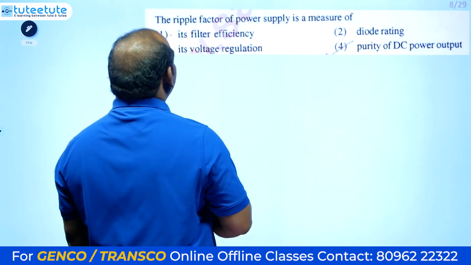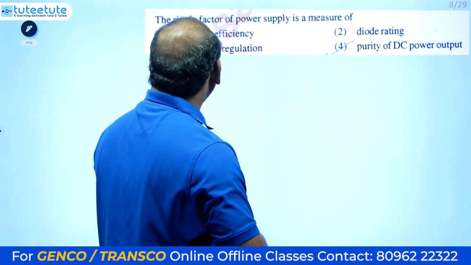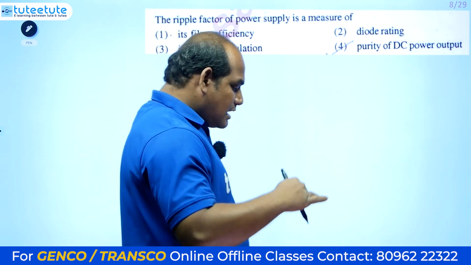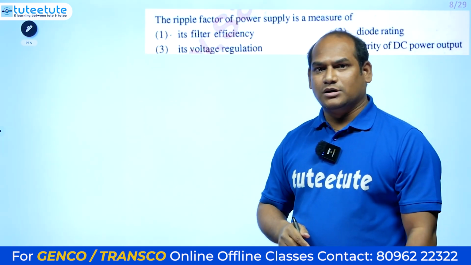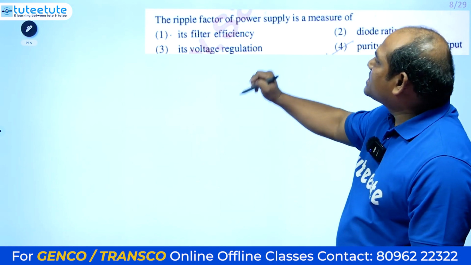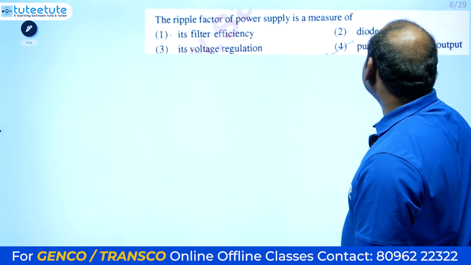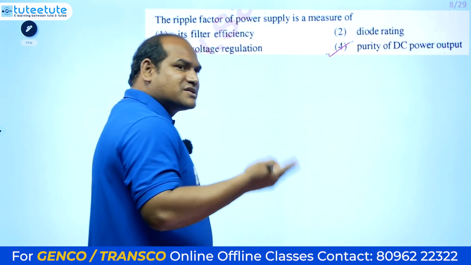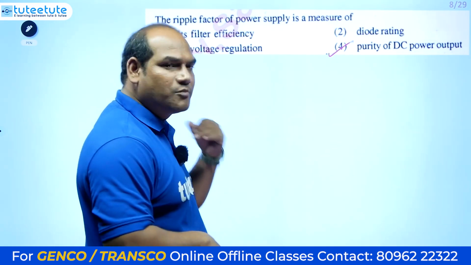Next question is related to ripple factor of the power supply, which is a measure of. Ripple factor is the ratio between the amount of AC component with respect to the DC component. The options are filter efficiency, voltage regulation, diode rating, purity of the DC value. This is the correct option, because we are comparing the RMS value, that is the AC component value, with the DC component value, so we are checking about the DC only.